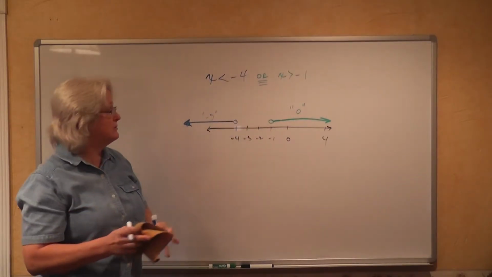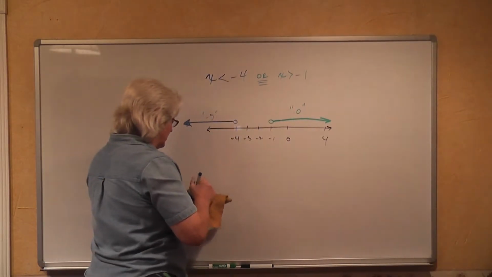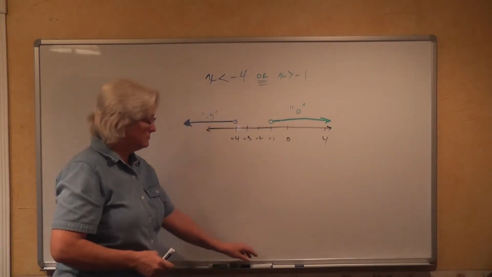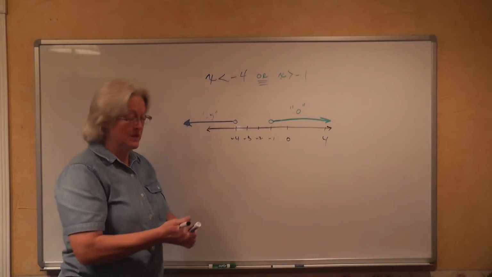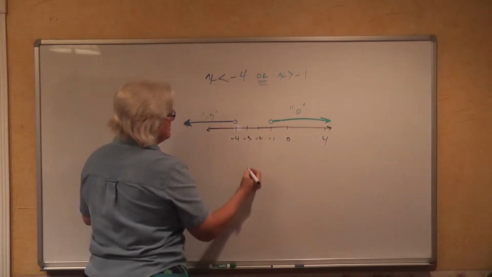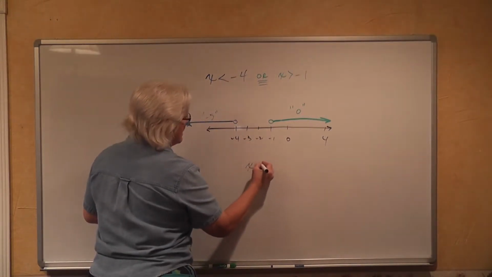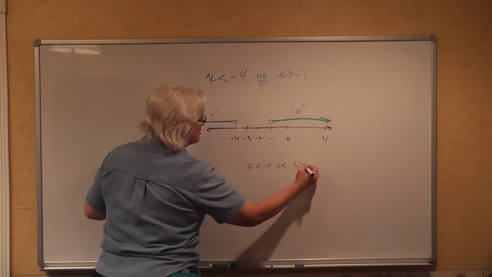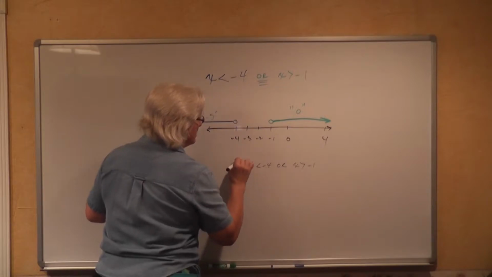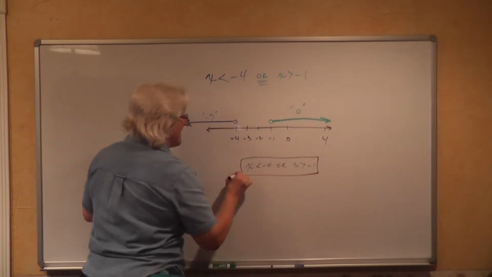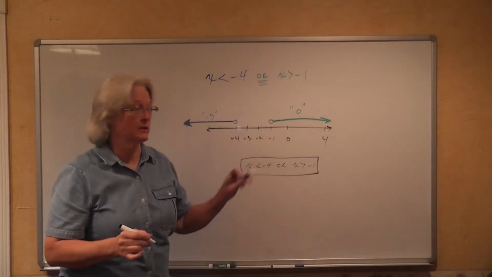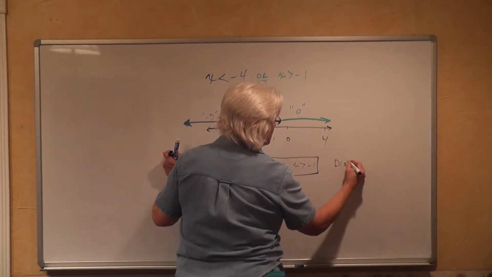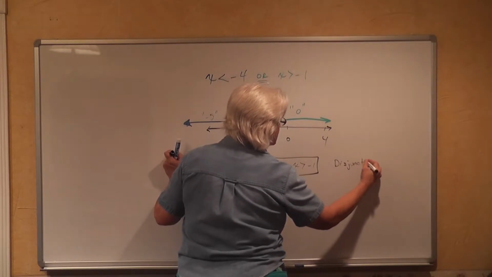So what is the union? The union is written no differently from what our original problem says. What's our solution? Our solution is either x is less than negative 4 or x is greater than negative 1. And that is the solution. This is the disjunction. Only one condition has to be met.